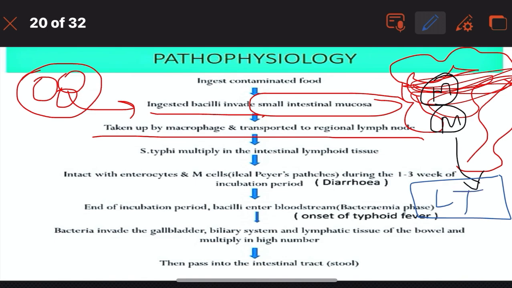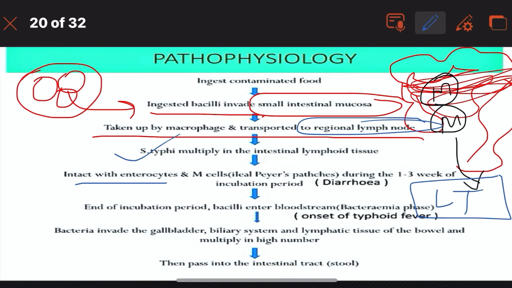And this lymph flow will take the bacilli to the regional lymph node. The Salmonella typhi will multiply in the intestinal lymphoid tissue, and they will interact with the enterocytes and M cells. The M cells are seen in the ileal Peyer's patches. This occurs during the 1 to 3 weeks of the incubation period, and the patient presents with diarrhea.